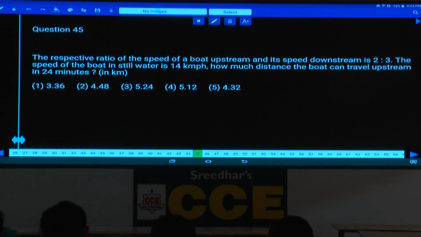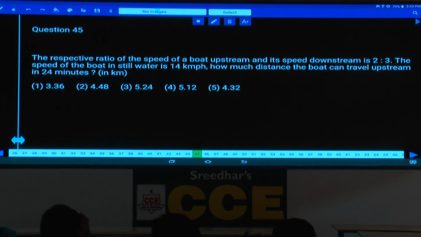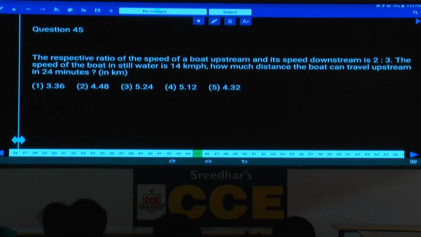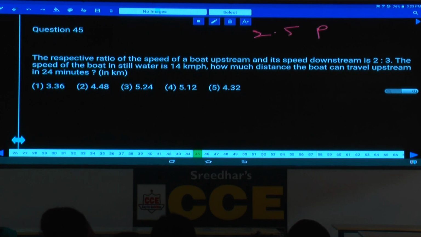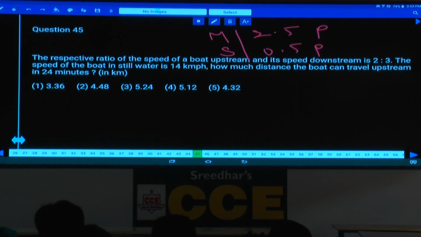The ratio of speed of the boat upstream and downstream is 2 is to 3. If upstream and downstream are 2 is to 3, what is the man's speed? 2.5 parts. What is the stream speed? Half part. Yes or no? Man speed and stream speed. The speed of the boat in still water is 14 km per hour. 2.5 parts is 14 km per hour.